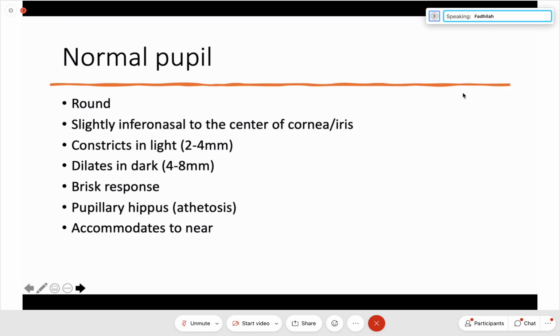So what is a normal pupil? A normal pupil is usually round and located slightly infranasal to the center of the cornea. They constrict to light and dilate in dark. That's normal, right? And the response must be brisk and not sluggish. Sometimes in some people, you see a lot of movement of the pupil, which is called hippus, or it can also be called ectitosis. This is a constant rhythmic unrest of the pupil, irrespective of focusing or light intensity. And finally, the pupil must accommodate to near.